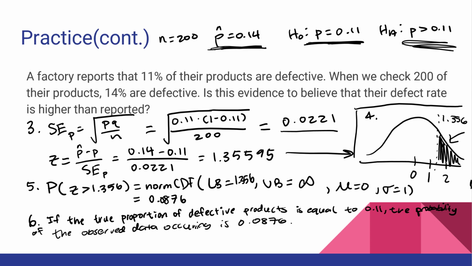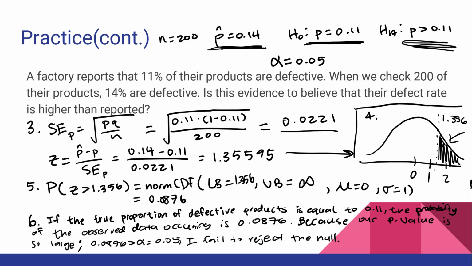And then now we say, using our p-value, are we going to reject the null hypothesis or fail to reject the null hypothesis? So this is where we make our comparison with our alpha value, which is 0.05. Because the p-value is so large, and then I made a comparison with the actual numbers. So 0.0876 is greater than alpha, which is equal to 0.05. I failed to reject the null. If you want, you can even add in an extra sentence that says, we do not have enough evidence to believe that their defect rate is higher than reported. Case closed. And that is the end of a hypothesis test.